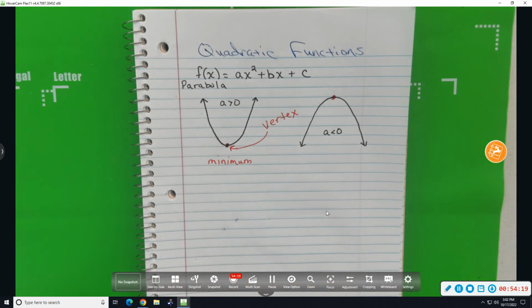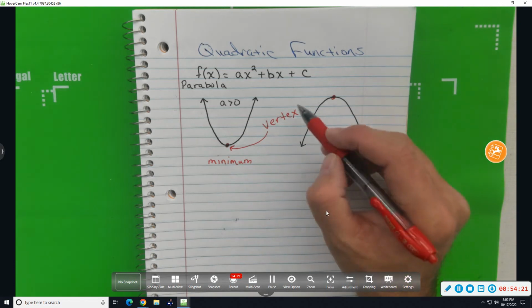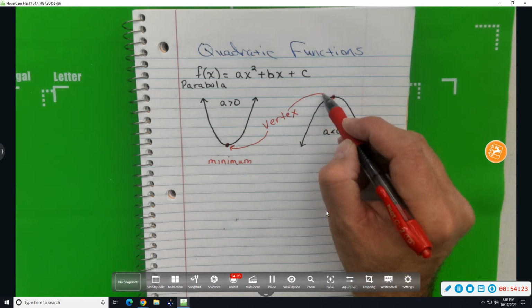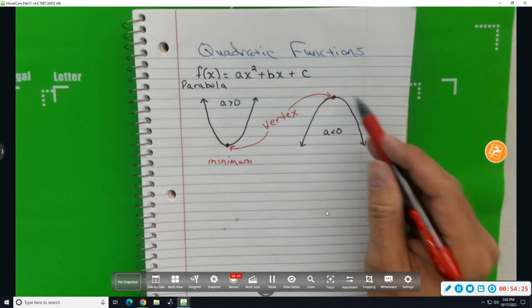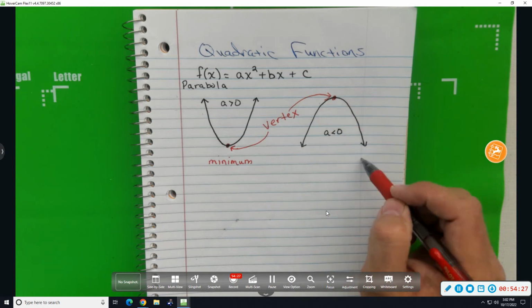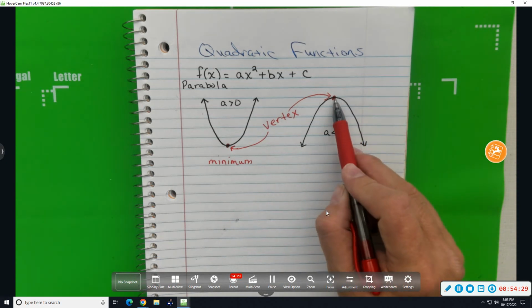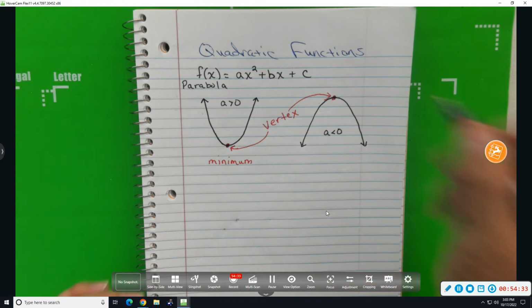Could y'all guess that M word I'm going to write over here by this one? If the parabola is opening downward, what are we going to call this point? The vertex is the maximum.